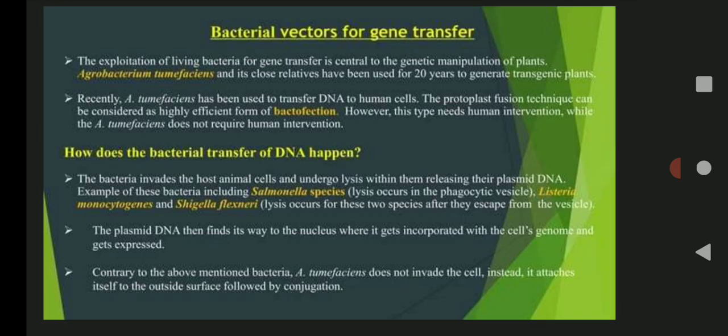Whereas for gene transfer in the case of bacteria with the help of plasmid DNA, Salmonella, Shigella species and Listeria monocytogenes are capable of causing infection in the host cell, and it is lysed and the plasmid DNA is released into the cytoplasm. Such bacteria are taken and the pathogenic part of the bacteria is replaced with our gene of interest.